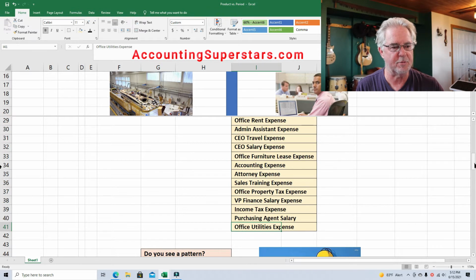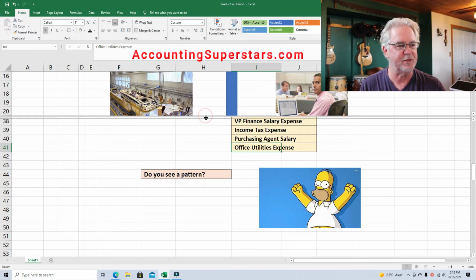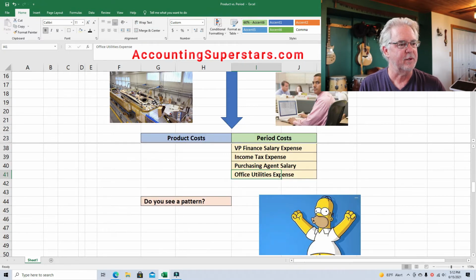Okay, so here's Homer Simpson right here. There he is. So Homer Simpson is saying, do you see a pattern here? I hope you do. It's easy. Over here in the factory, product costs are all the costs that have to do with the factory. There we go. Product costs. These are people working in the factory, the materials used, the overhead that's happening in the factory. And period costs are everything that has to do with the administration, the office, accountants, attorneys, that kind of thing.